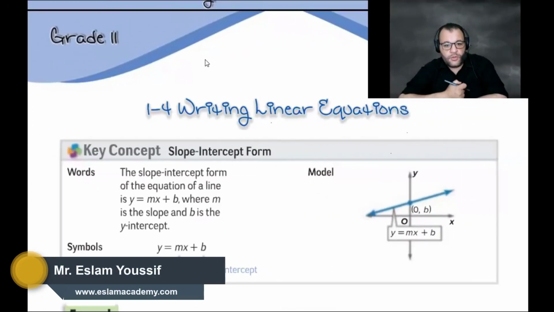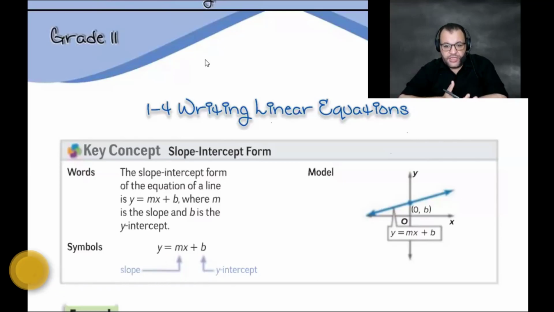Today, inshallah, we're talking about writing the linear equation. If you remember, what is the meaning of the linear equation? Right hand side equals the left hand side. No, that's the meaning of equation. Of the first degree, that is the meaning of linear equation. A linear equation is an equation of the first degree, which is represented graphically by a straight line.